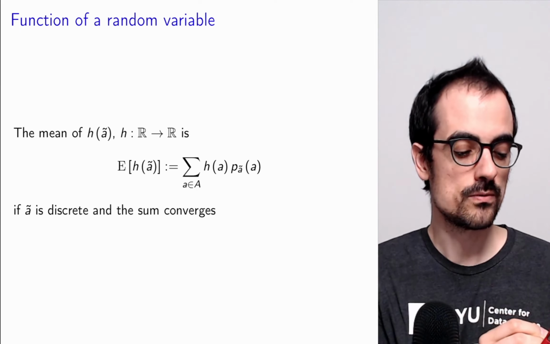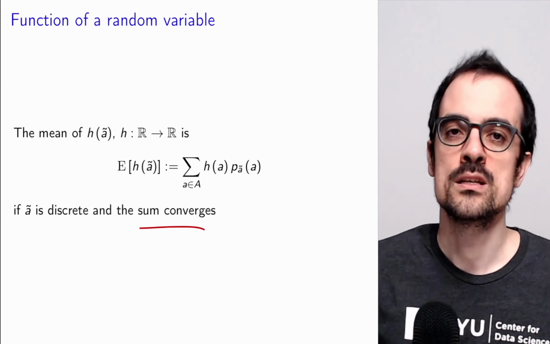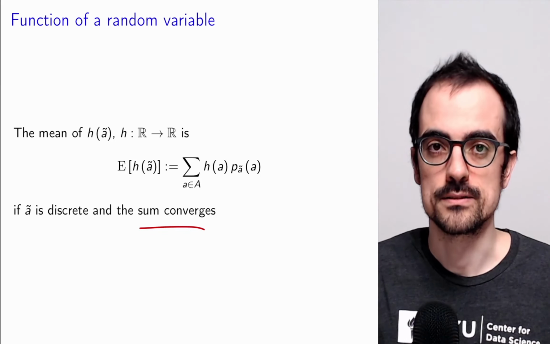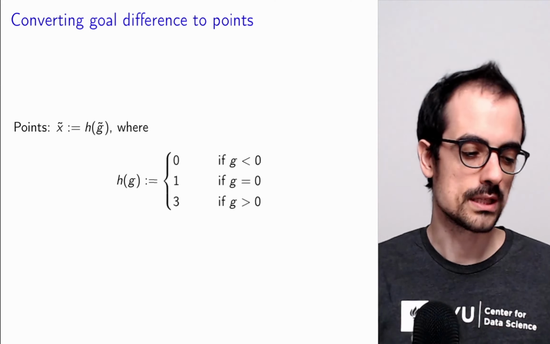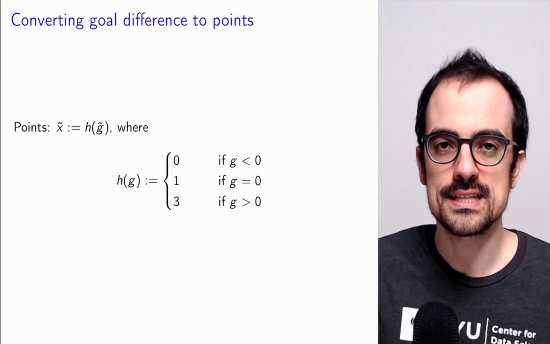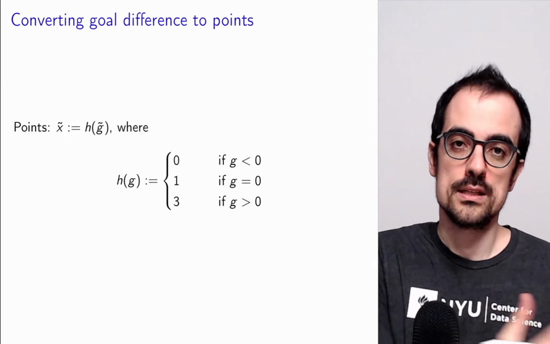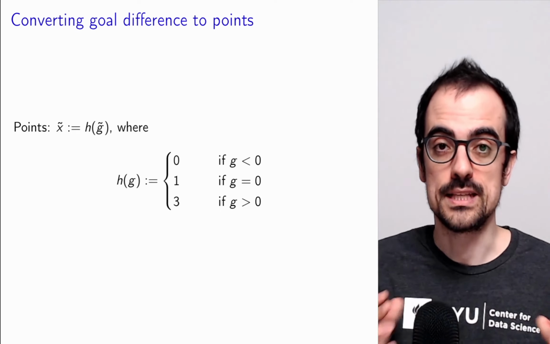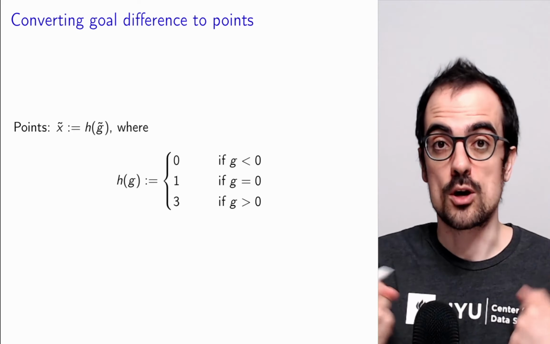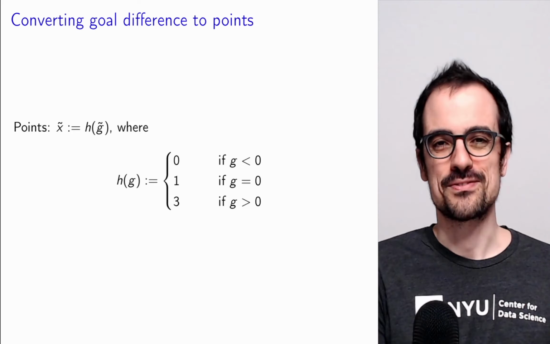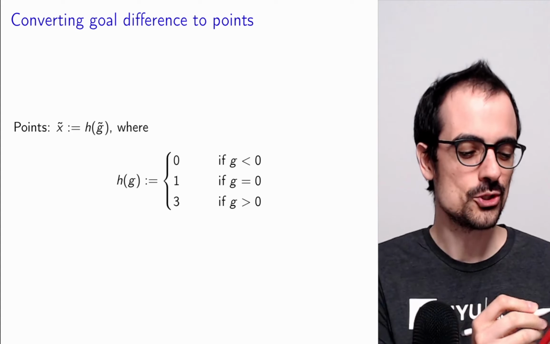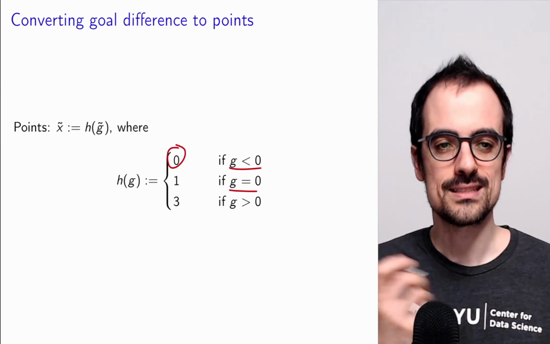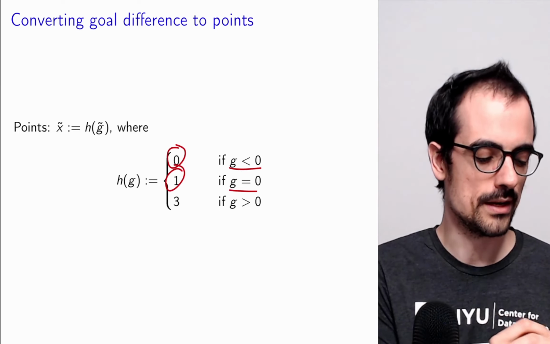Again, it is possible for this sum to not converge. In that case, that function of the random variable would not have a well-defined mean, or the mean might be infinite. Let's take a look at an example. In our goal difference example, we might be interested in the number of points gained by the team that we're interested in from that game. In case you're not familiar with soccer, in soccer leagues, usually when you lose, goal difference is negative, you get 0 points. If you tie, you get 1 point, and if you win, you get 3 points.